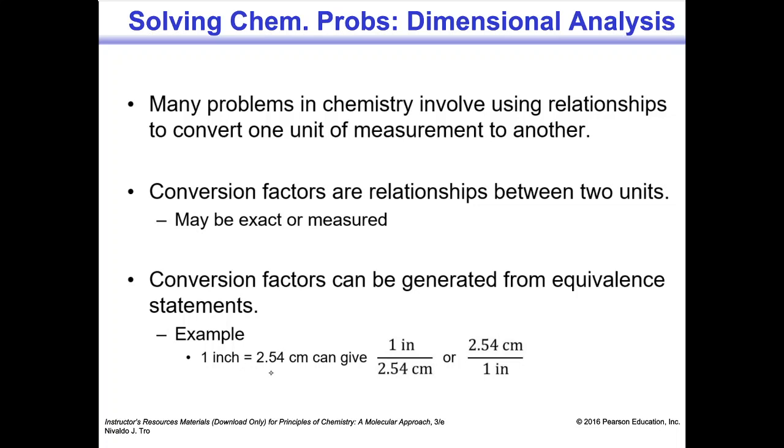Generally they're given as these kind of equivalent statements. So 1 inch is equal to 2.54 centimeters. The more useful way to use this is to say 1 inch over 2.54 centimeters, or 2.54 centimeters over 1 inch. This is the way we're going to use them, and I'll show you why in just a second. I think it will be crystal clear.